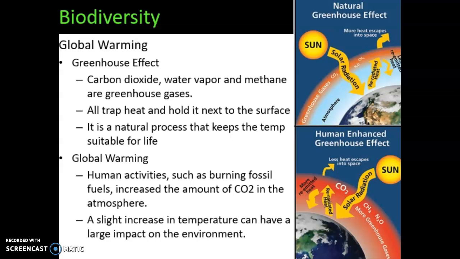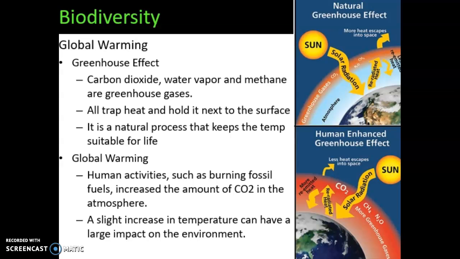Hi everybody. Today we're going to be continuing to talk about biodiversity and how humans have limited the amount of biodiversity on the planet. Let's start off with the greenhouse effect. The greenhouse effect is when gases like carbon dioxide, water vapor, and methane build up in our atmosphere.